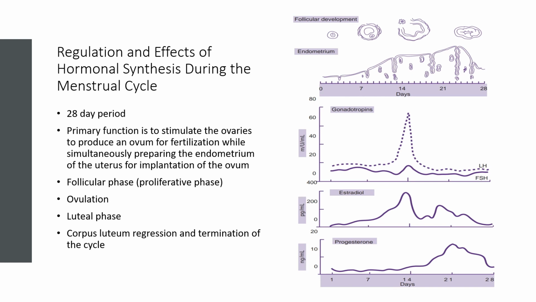All that occurs there. Now we move into ovulation. Ovulation occurs just prior to the cycle's midpoint, and the anterior pituitary secretes a sudden large burst of luteinizing hormone.